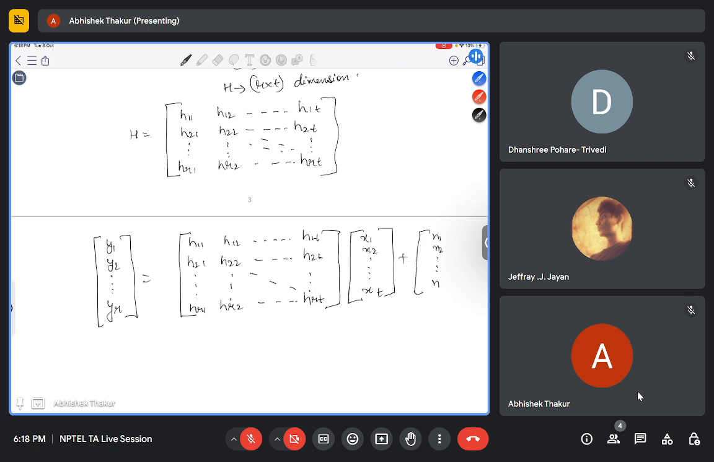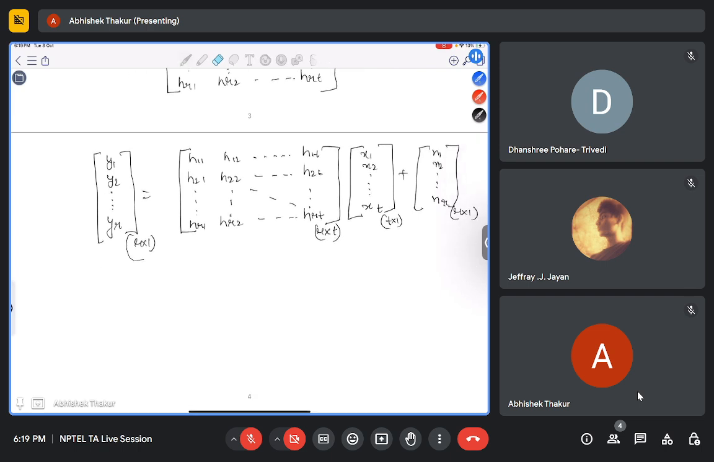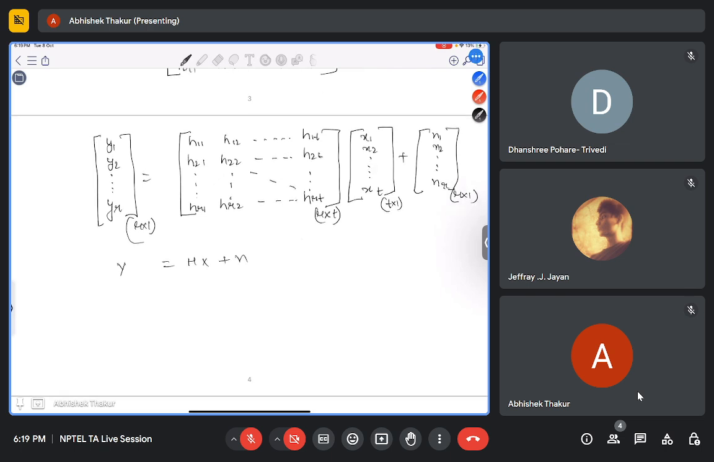What will be the dimension of the noise? It will be up to NR, because the total number of received signals is R. At the receiver end, noise will be added. So the noise will be R cross 1, and the transmitted symbol is T cross 1. The channel matrix is R cross T, and the Y vector is R cross 1. Also, this is multipliable, because the number of columns in the first matrix is equal to the number of rows in the second. So simply we can write Y is equal to Hx plus N, the noise vector.